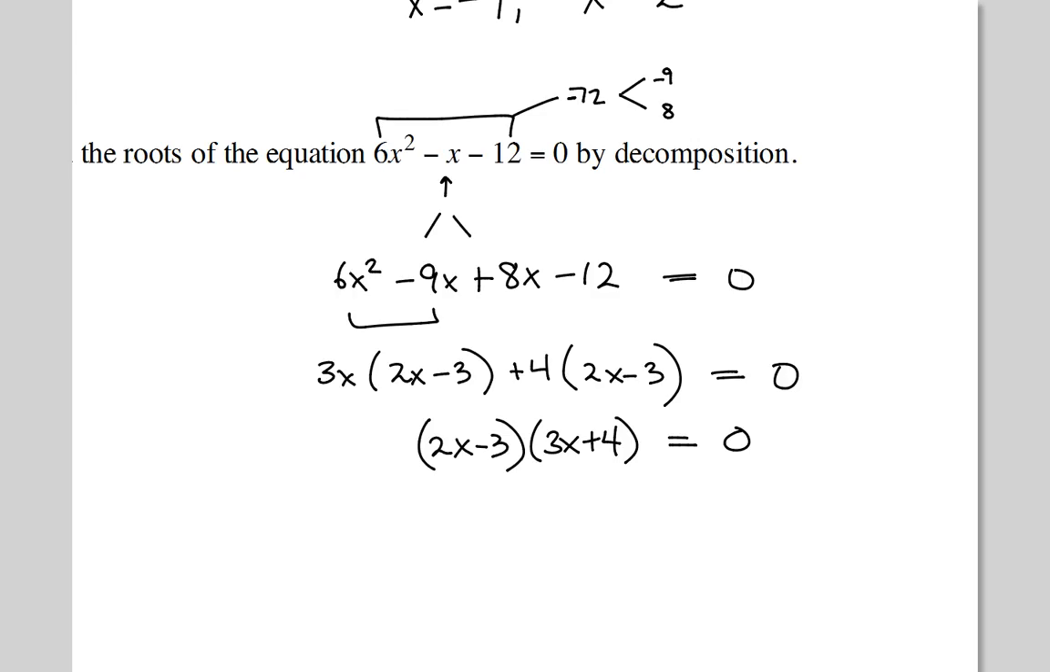Do you remember how to do these? What's the trick? Forget that the 2 is there. What would it be? And then divide out the 2. So you get 3 halves. And then the other one, imagine the 3 is not there, so it would be negative 4. And then divide out the 3. Good. So these are the two roots.